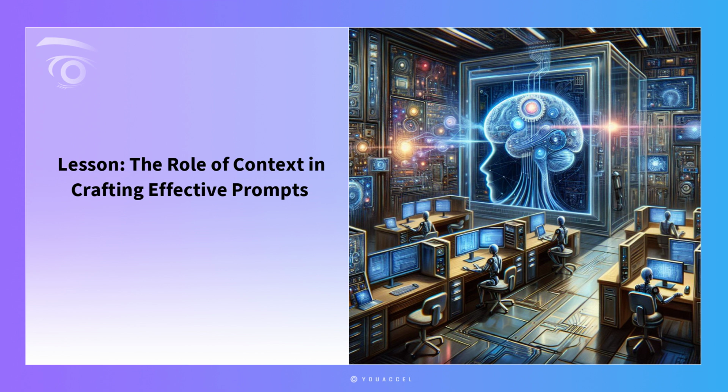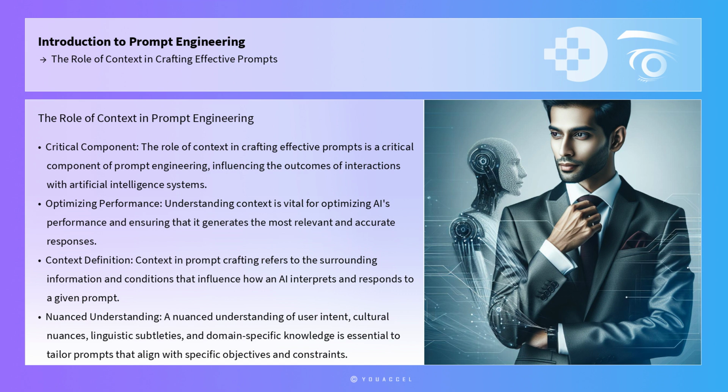Lesson: the role of context in crafting effective prompts. The role of context in crafting effective prompts is a critical component of prompt engineering, influencing the outcomes of interactions with artificial intelligence systems. As professionals in the field of prompt engineering, understanding context is vital for optimizing AI's performance and ensuring that it generates the most relevant and accurate responses.